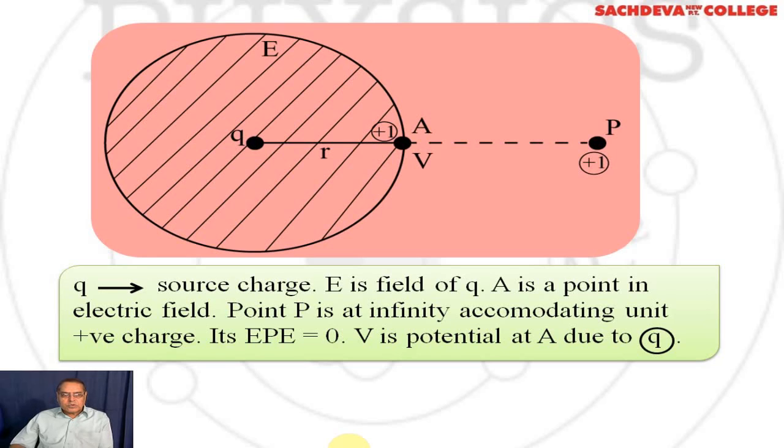Now, unit positive charge will come to position A. The moment it comes to position A, the source charge will repel it. But it will not go back to its position because it has some electrical potential energy, which is working against the repulsion of the source charge. V is the potential at A due to Q.